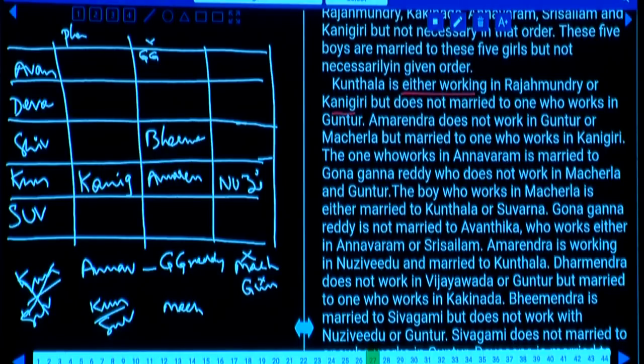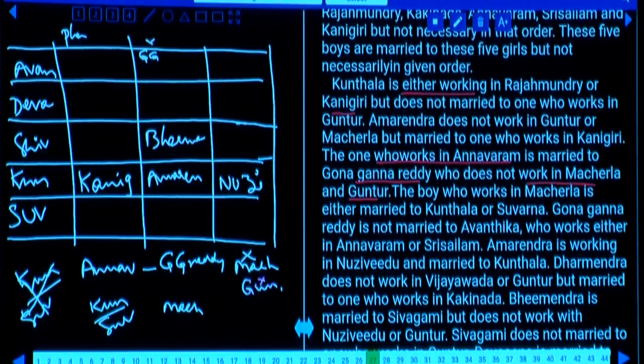Then the one who works in Annavaram is married to Gonagannareddy. That person cannot be Sivagami, because Sivagami is married to Bhimendra, so this person must be Devasena or Avantika or Suvarna. The one who works in Annavaram is married to Gonagannareddy, who does not work in Machalla and Guntur, and is not working in Nuzuveedu, because Amarendra is working in Nuzuveedu.